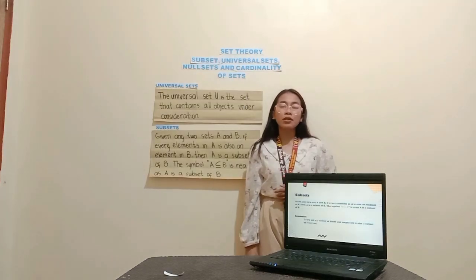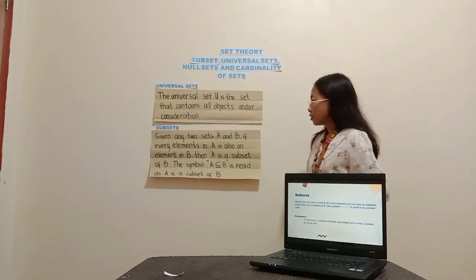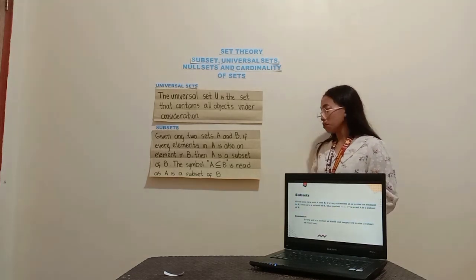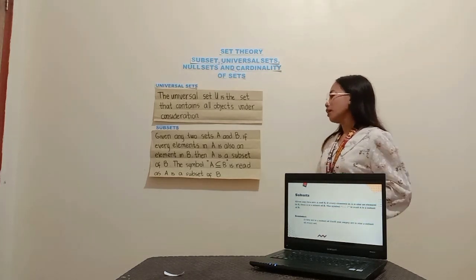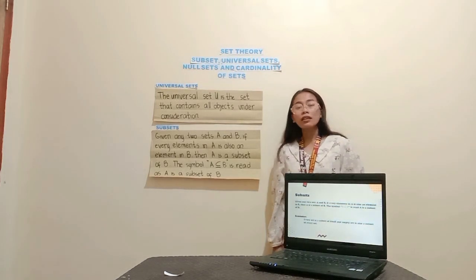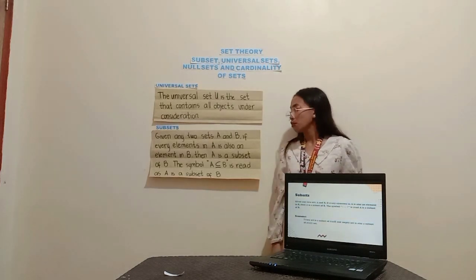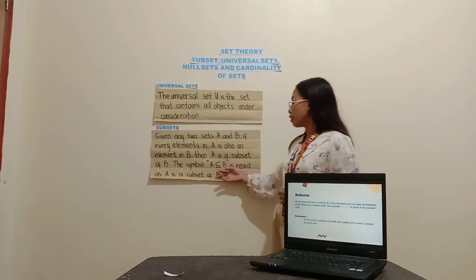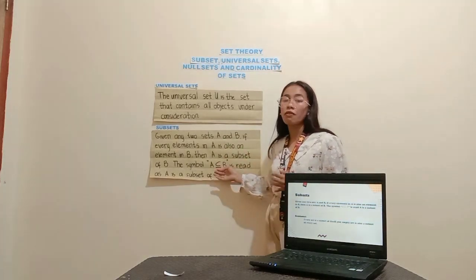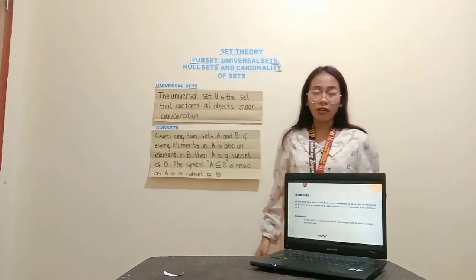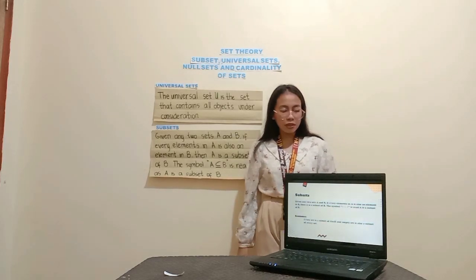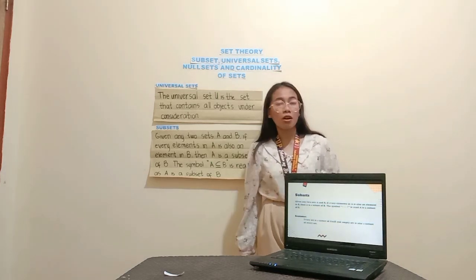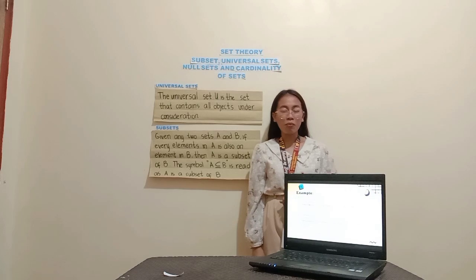So let's move on to subset. Given two sets A and B, if every element in A is also an element in B, then A is a subset of B. This is the symbol of subset, and you can read it as A is a subset of B. Reminder: every set is a subset of itself, and the empty set is also a subset of every set.